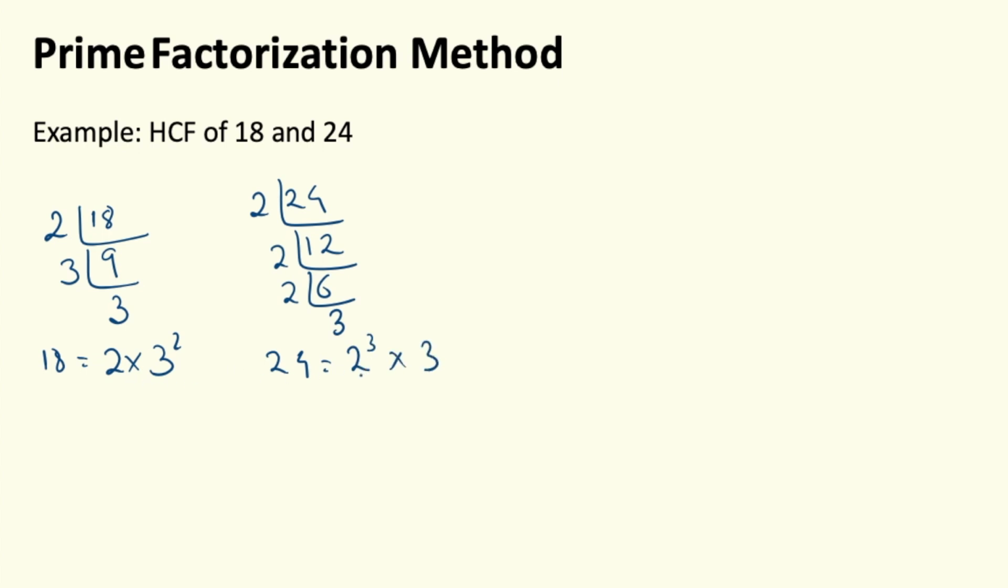Now what is common between them? Which prime factors are common between them? 2 to the power 1 is the common part, because 18 is 2 to the power 1 into 3 squared, and 24 is 2 cubed into 3. For 3 we have again 3 to the power 1 as the common part. So hence the HCF would become 6. If you have observed, the HCF of the two numbers which we got with the listing factor method and the prime factorization method is the same.